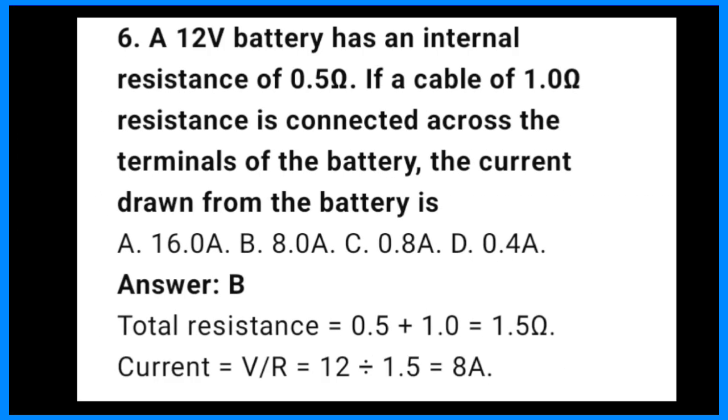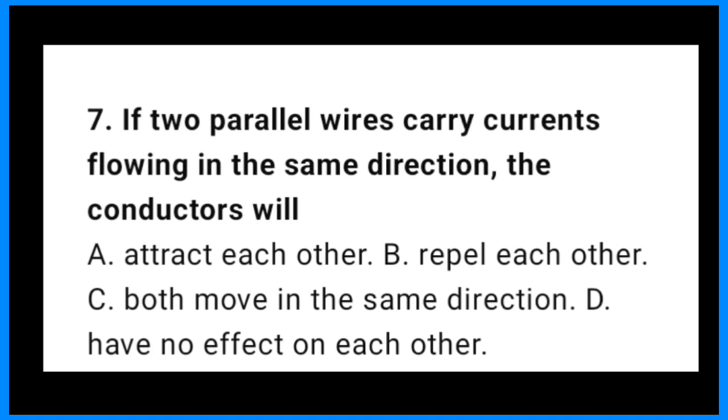6. A 12V battery has an internal resistance of 0.5 ohms. If a cable of 1 ohm resistance is connected across the terminals of the battery, the current drawn from the battery is A. 16.0 A, B. 8.0 A, C. 0.8 A, D. 0.4 A. Answer B. Total resistance equals 0.5 plus 1.0 equals 1.5 ohms. Current equals V/R equals 12 divided by 1.5 equals 8 A.